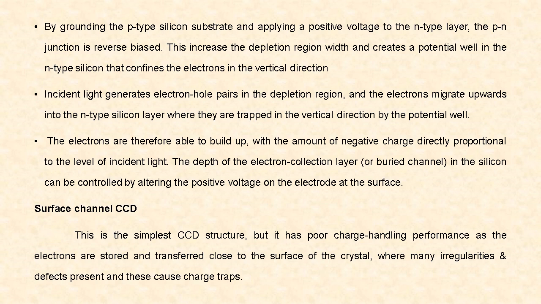Next is surface channel CCD. This is the simplest CCD structure, but it has poor charge handling performance because the electrons are stored and transferred close to the surface of the crystal, where many irregularities and defects are present and they cause charge traps. So surface channel CCDs are very rarely used, so we are not going to discuss about this much.